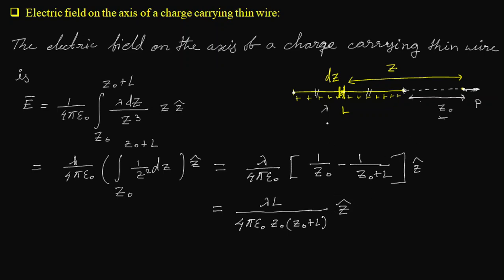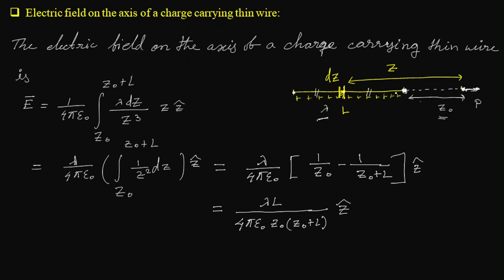So if we have a thin rod like this, and it carries linear charge density lambda per unit length, and we calculate the electric field on the axis of this thin wire at a distance z naught from one end, let's say from this end, then what will be the value of the electric field? It will be lambda L divided by 4 pi epsilon naught z naught into z naught plus L. And z cap in this case we have considered in this direction.